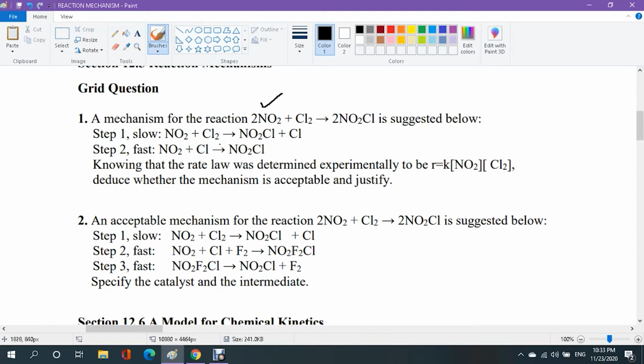So this is correct. If we add this, we'll check the Cl2. Is there any Cl2 on the right side for it to cancel out with? No, and there's nothing on the left side for it to add with. So Cl2 is also correct.